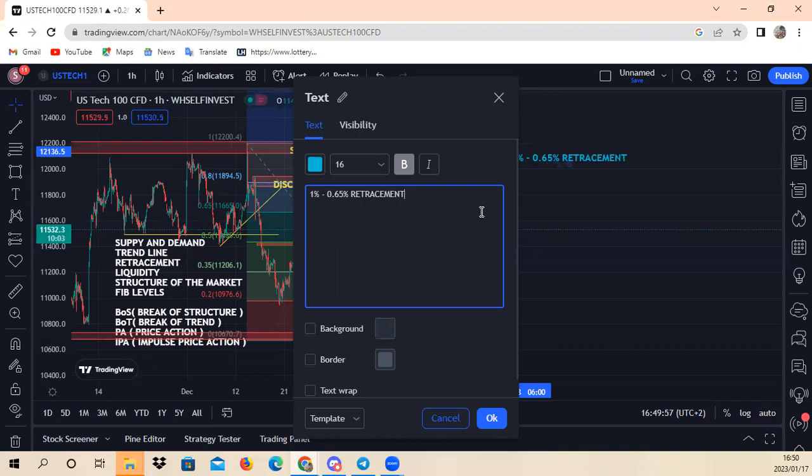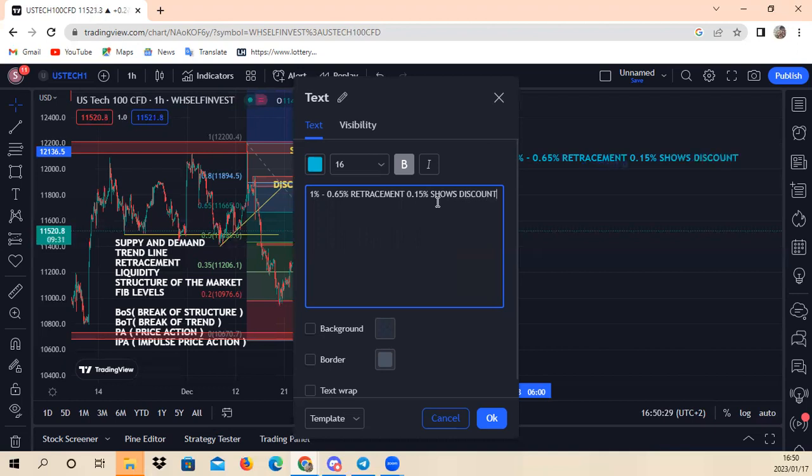So you'll get a retracement, which is usually about like 15%, 0.15% of a retracement. So once that happens, it will start showing you where the discount is at. So this retracement here is to show where the discount is.